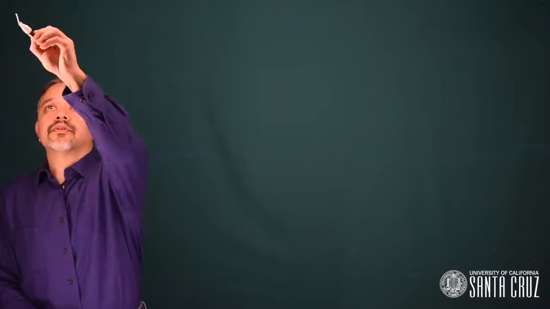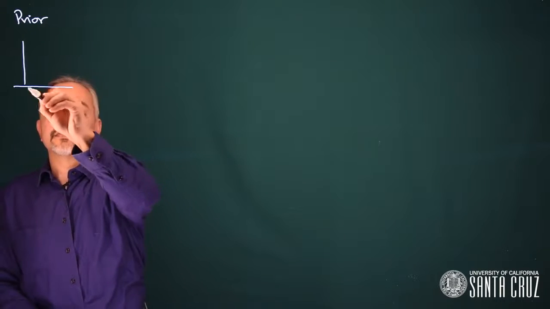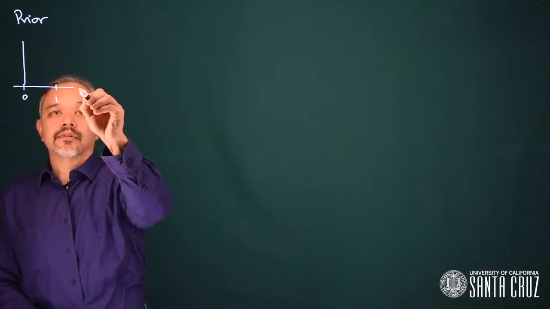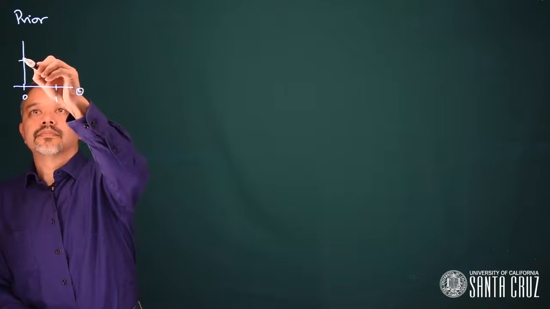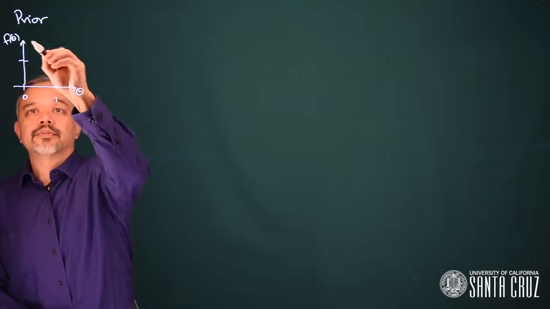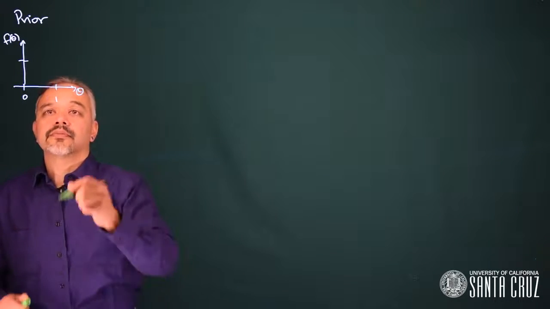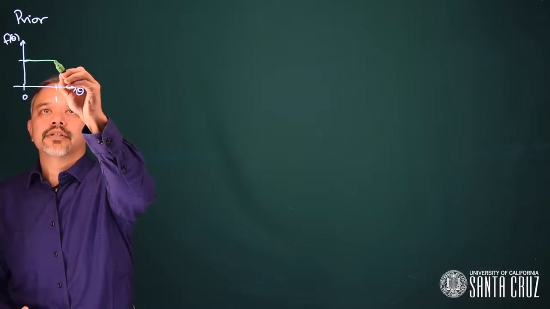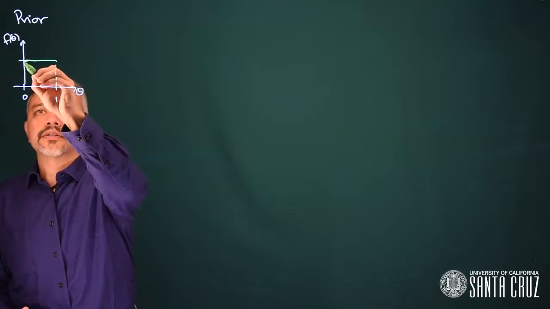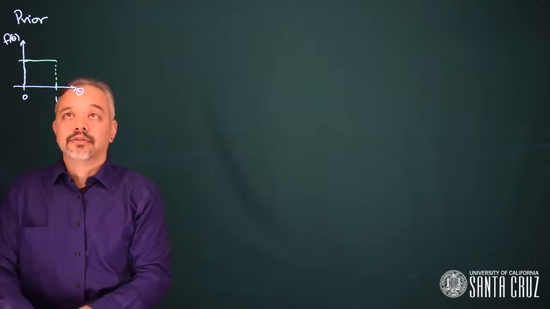Let's take a look at plotting the prior and the posterior. So plotting the prior density for theta, it looks like this. It's uniform on 0, 1.